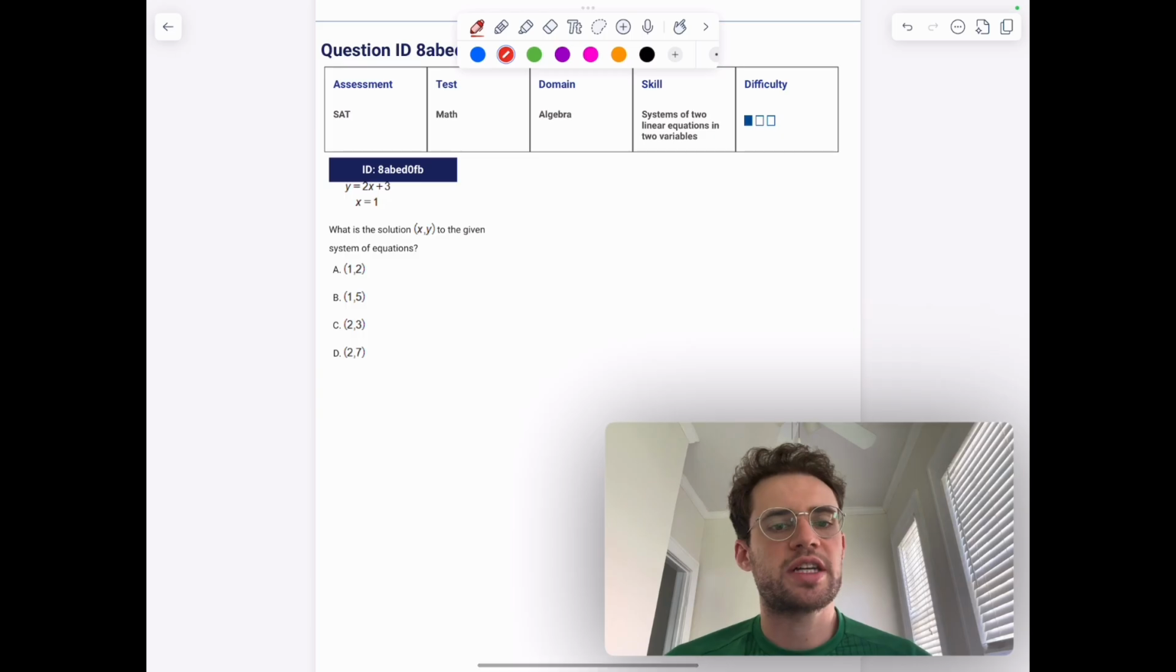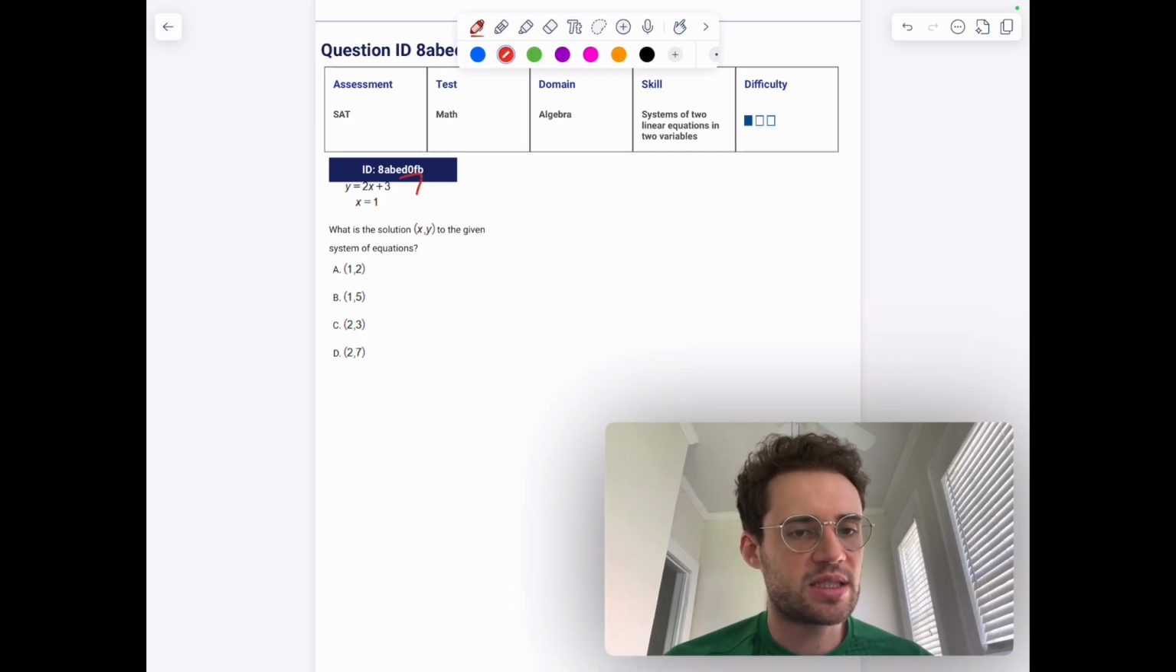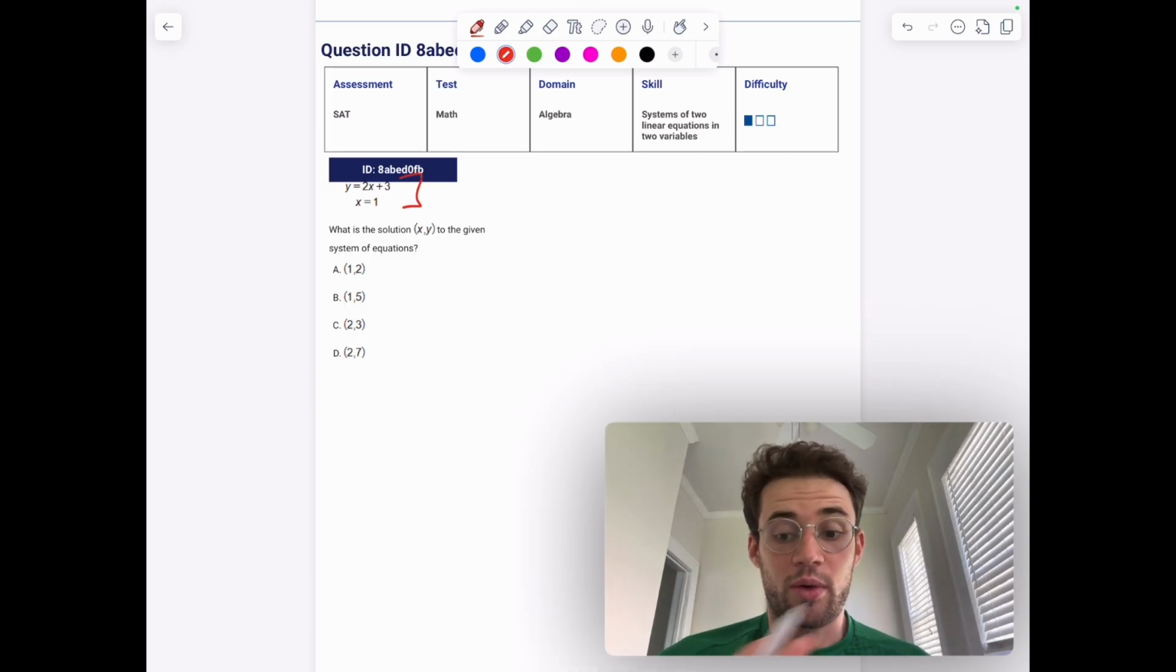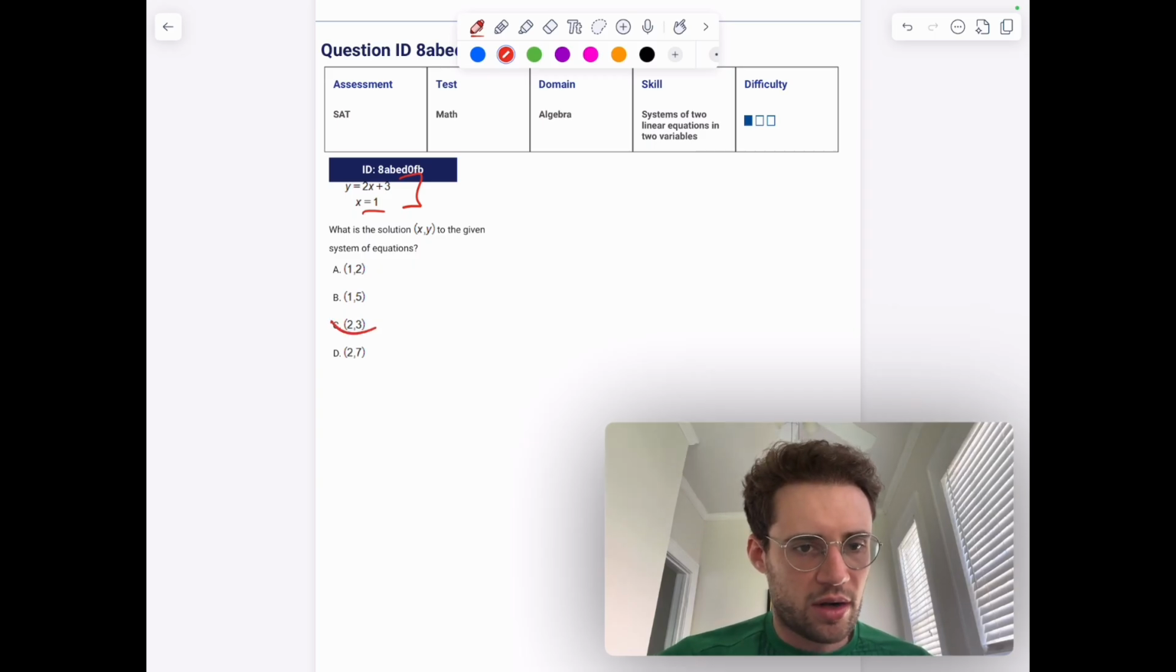y equals 2x plus 3, x equals 1. So this is properly formatted. You can see where one equation ends and the next one starts. What is the solution, x comma y, to the given system of equations? All right, well, we know that x is 1, so we can already eliminate C and D because they don't have an x value of 1.